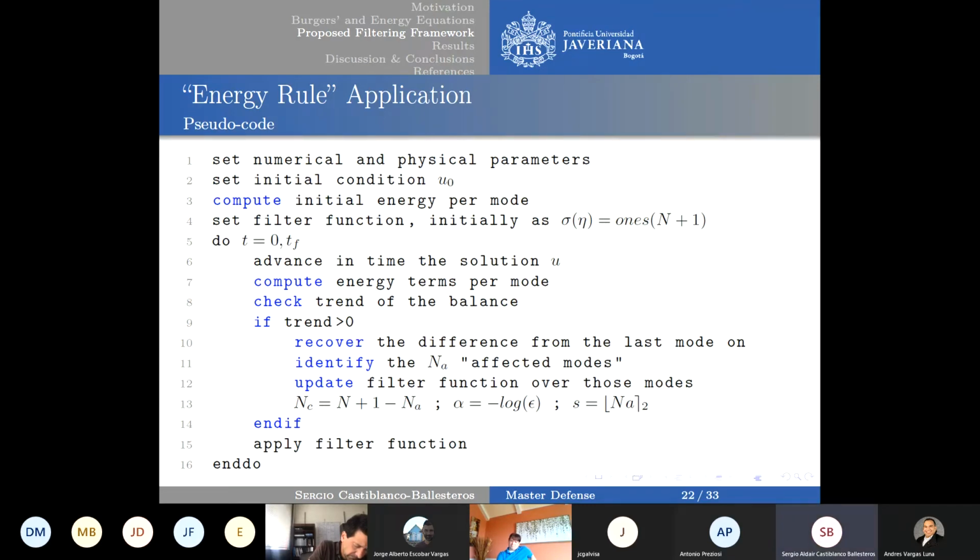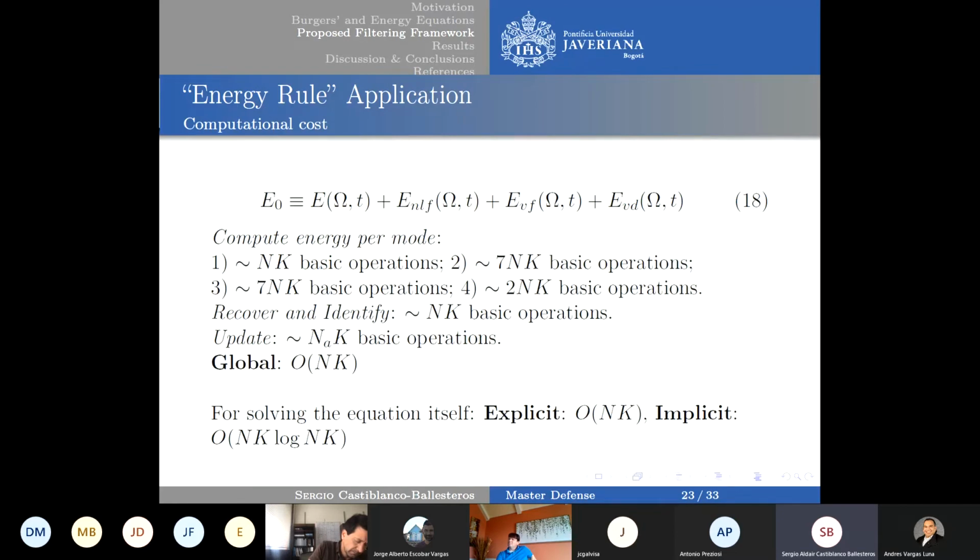Okay, so this slide shows the number of basic operations of the additional blue steps, being a total of the order of number of elements times polynomial order per time step, which is not greater than solving the Burgers' equation itself, whether by explicit method or by implicit method. And the computational cost is linear, depending on the number of elements and the number of nodes per element.